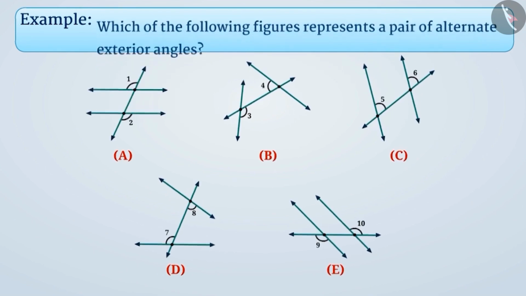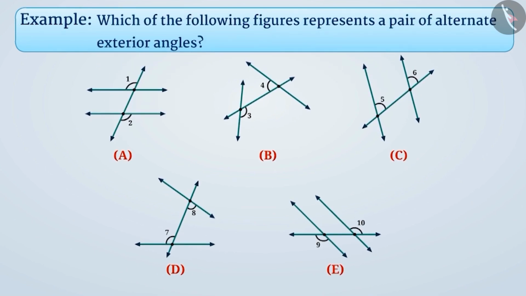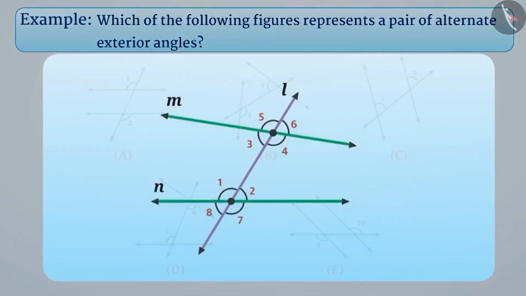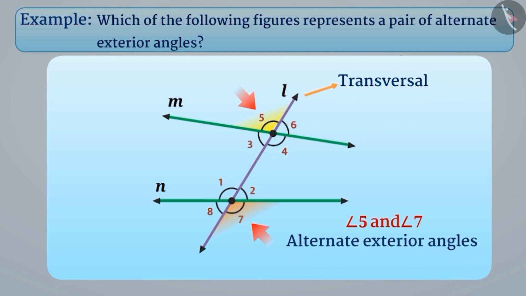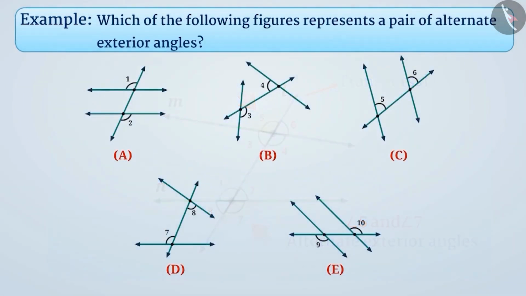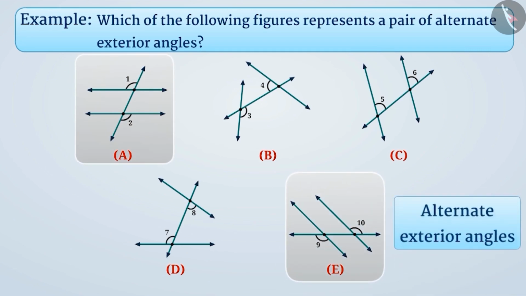Next example. Which of the following figures represents a pair of alternate exterior angles? You might have definitely remembered that two angles having a different vertex and are on the opposite sides of the transversal are called alternate exterior angles. In the given figures, A and E have alternate exterior angles.